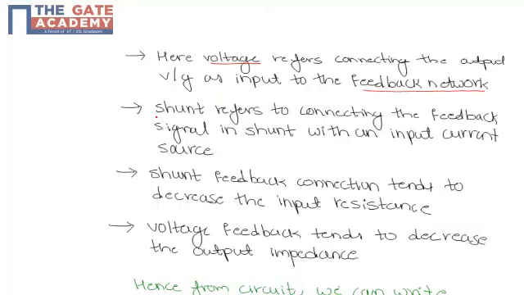The shunt refers to connecting the feedback signal in shunt with an input current source. Shunt feedback connection tends to decrease the input resistance. The voltage feedback tends to decrease the output impedance.